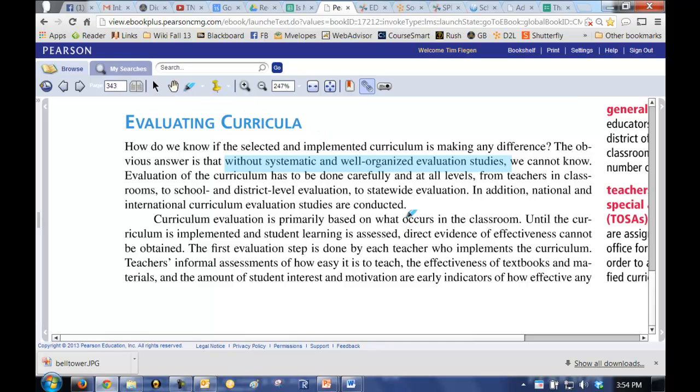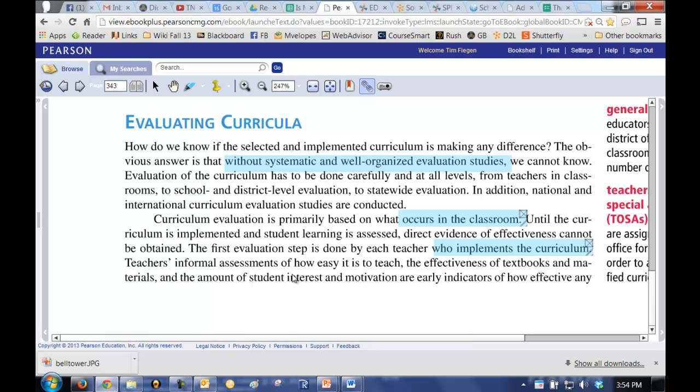It's hard to evaluate it except if it's down on the ground in your classroom. Until it's implemented, the student is assessed. Direct evidence of effectiveness cannot be obtained. And the first step is the teacher. The teacher who implements the curriculum.